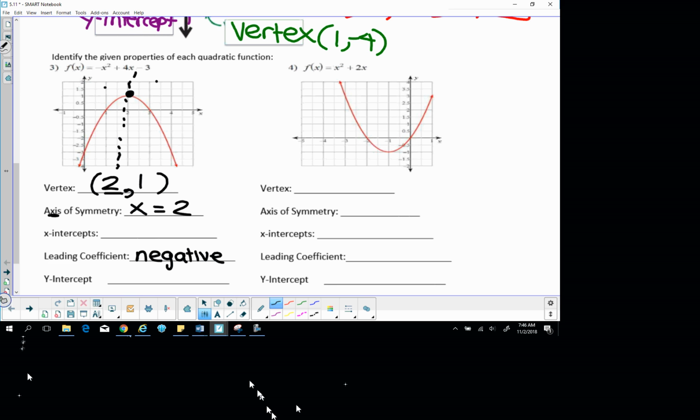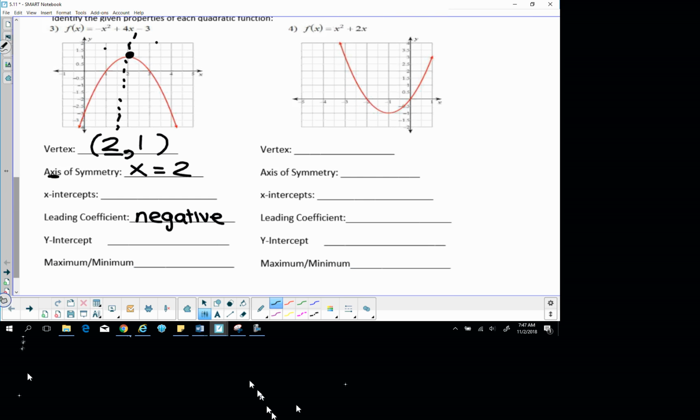There she is. She's frowning. We also know, is she going to have a min or a max? Max, right? Negative Nancy gets no min. She only gets max. And we know our max, our y coordinate equals what? Our y coordinate? 1.